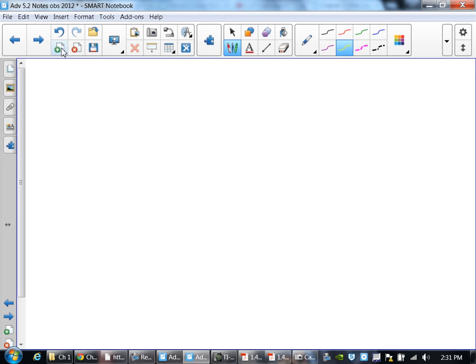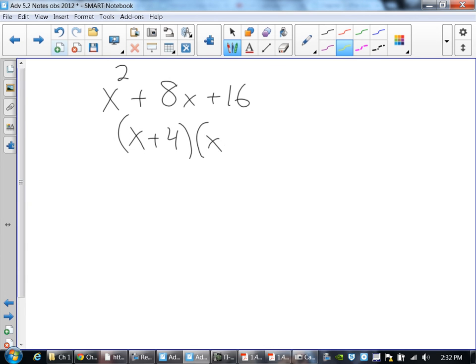All right, what about this one? X squared plus 8x plus 16. We'll make it really easy. Something like that's very easy to work with because you have what times what's 16 that you add together to get 8. 4 and 4. So this is what's called a perfect square trinomial because you can rewrite it as x plus 4 quantity squared.